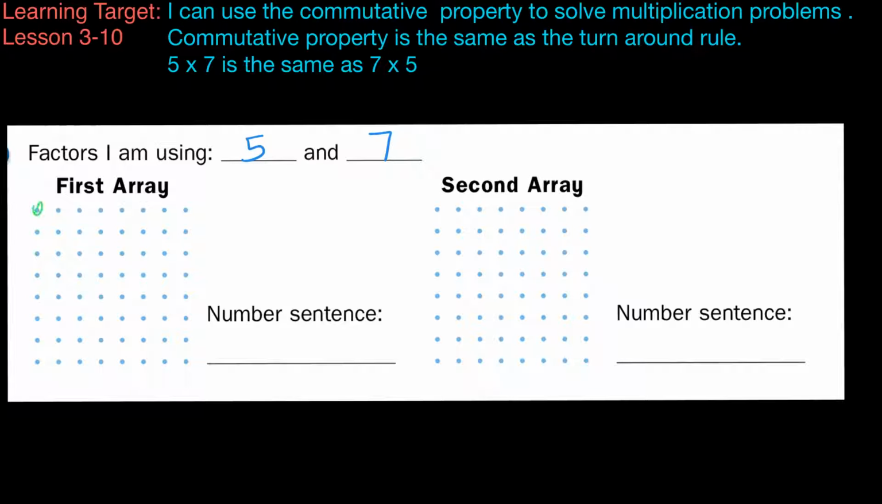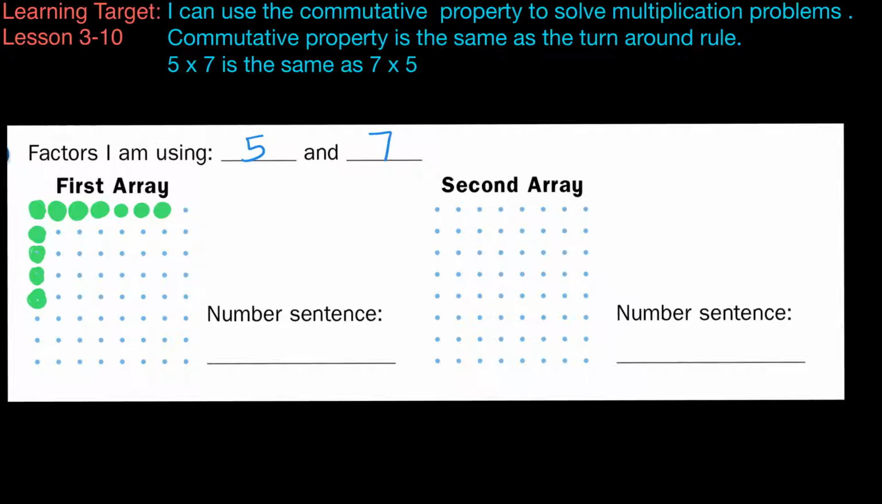We've got 1, 2, 3, 4, 5. So now I've got 5 rows, and now I need to put 7 in each row. 1, 2, 3, 4, 5, 6, 7.